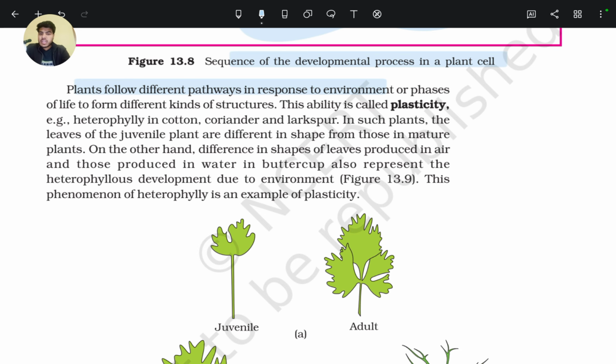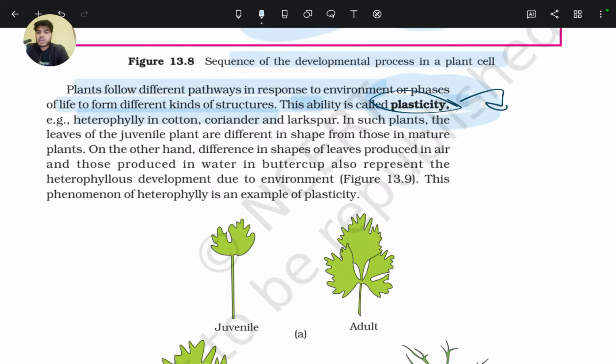Plant follows a different pathway in response to environment or phases of life to form different kinds of structure. So the plant responds to the environment and makes different kinds of structure of its leaves and all that. This ability is called plasticity, in which the plant makes different kinds of structure of its parts for responding to the environment.